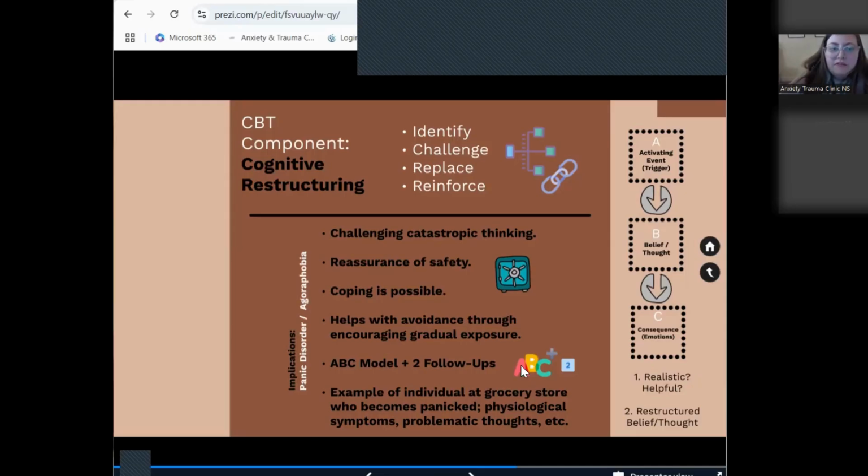In terms of the implications aligning with panic disorder and agoraphobia in the bottom half, there are some benefits. So people with panic disorder often experience very sudden and intense episodes of fear or anxiety, as we know, that are accompanied by physical symptoms. And this leads to a lot of catastrophic thinking.